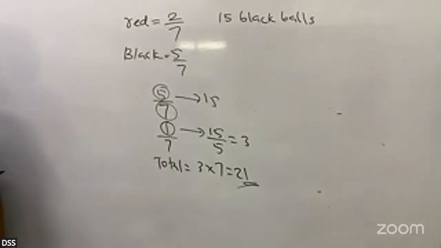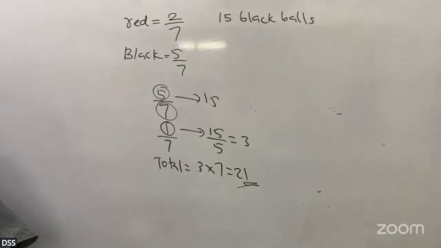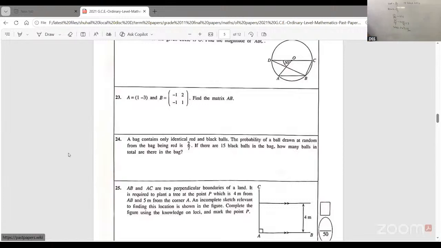15 into 705, directly you can write, no issues. Now understand this one. In a maths paper it is very easy, very simple. Now let's see the 25th one.